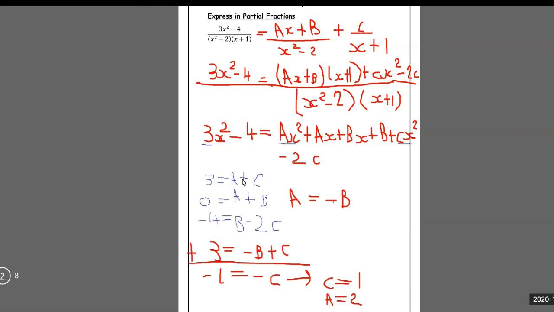If a is equal to 2, then what is b? b is negative 2. So now look, we have finished this question.